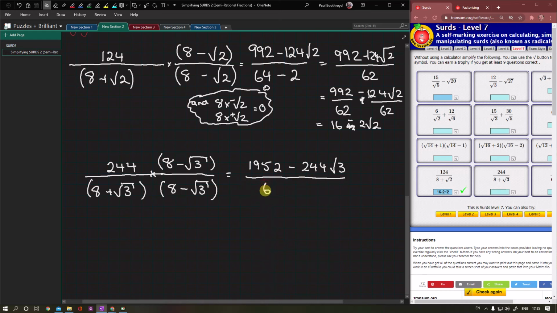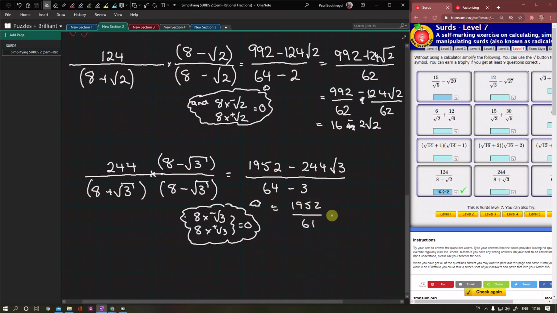8 eighths is 64 again. And we're going to subtract from that 3. Remembering along the way we've got 8 times minus root 3, and we've got 8 times plus root 3, which go together to give us 0. So we've got 1952 over 61 minus 244 divided by 61 root 3.